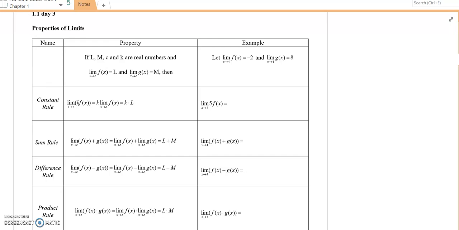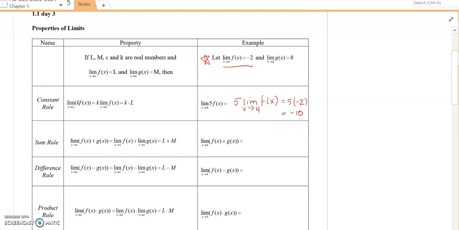When I look at the example and I think of the constant rule and what it's saying, essentially I can pull any constant out. I want to remind you that a constant is not a variable. It's a number, a defined number. So if I go up to the top here, I know that this limit was defined as -2. So I have 5 times -2, and I get -10.